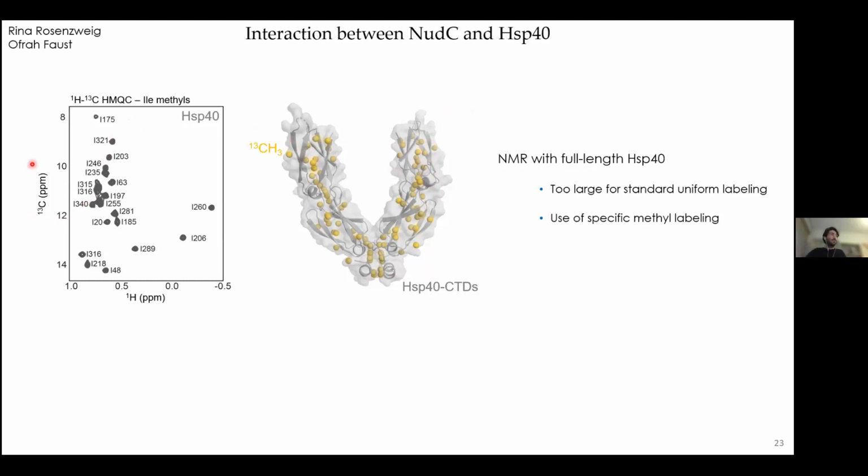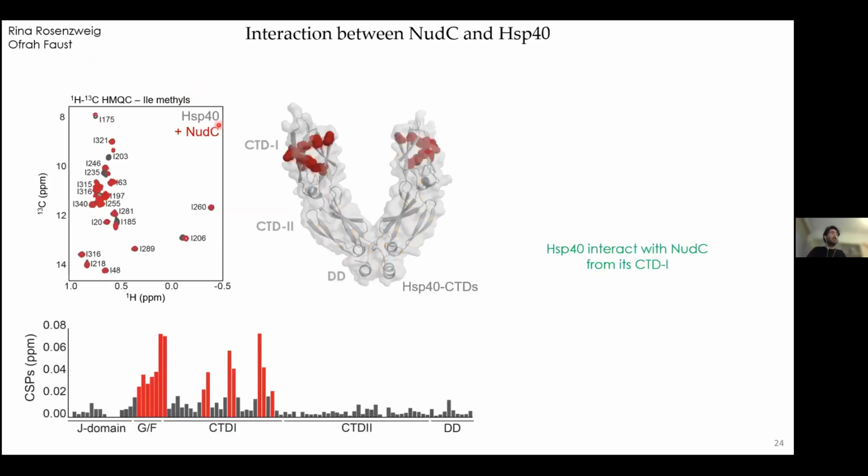And we can still record the spectrum. So this time we're looking at the carbon in the Y dimension. We can get peaks, we can assign those peaks. So this assignment was performed by our collaborator from the Professor Rosenzweig lab. And once we have the assignment, we can look at the effect of the addition of full-length Nazi onto HSP40. So you can see on the spectrum the effect. We have peaks that are shifted like this isoleucine 203 or isoleucine 206.